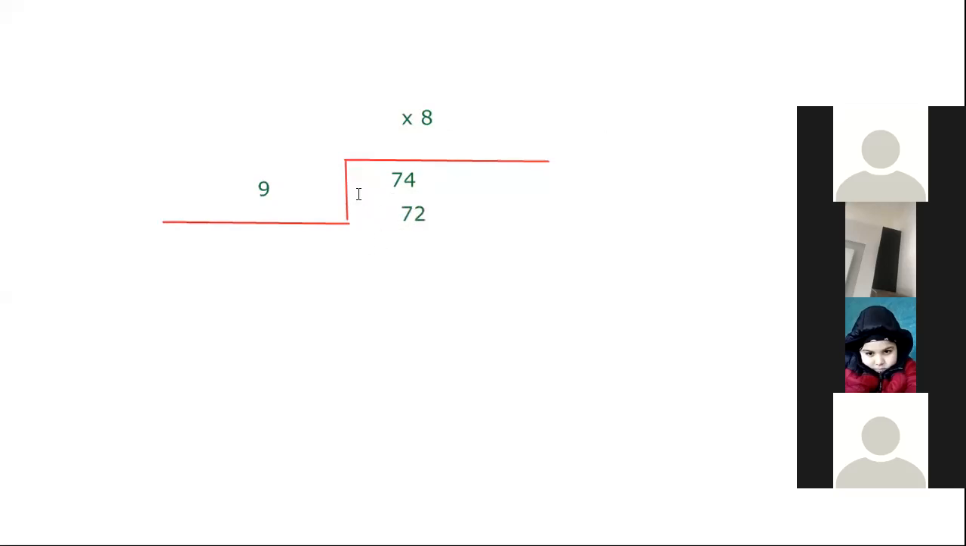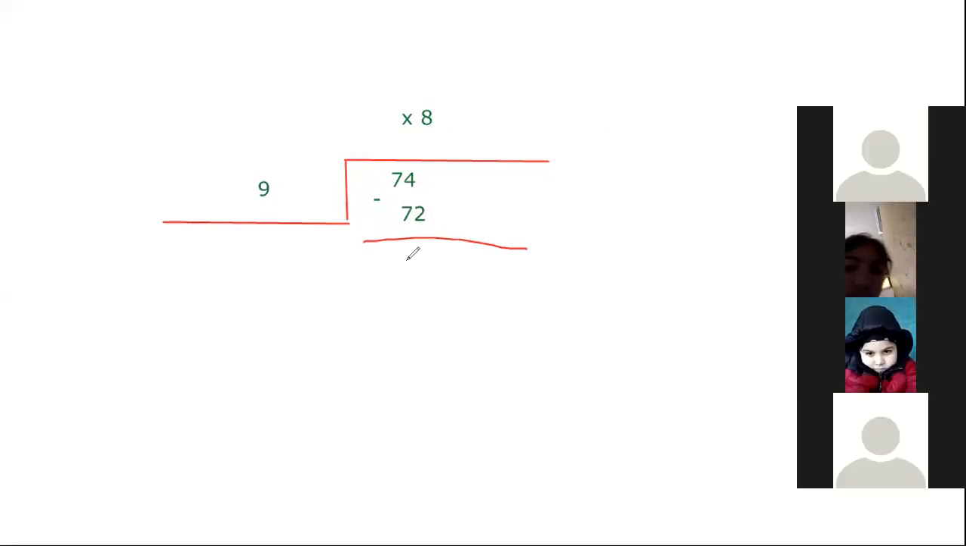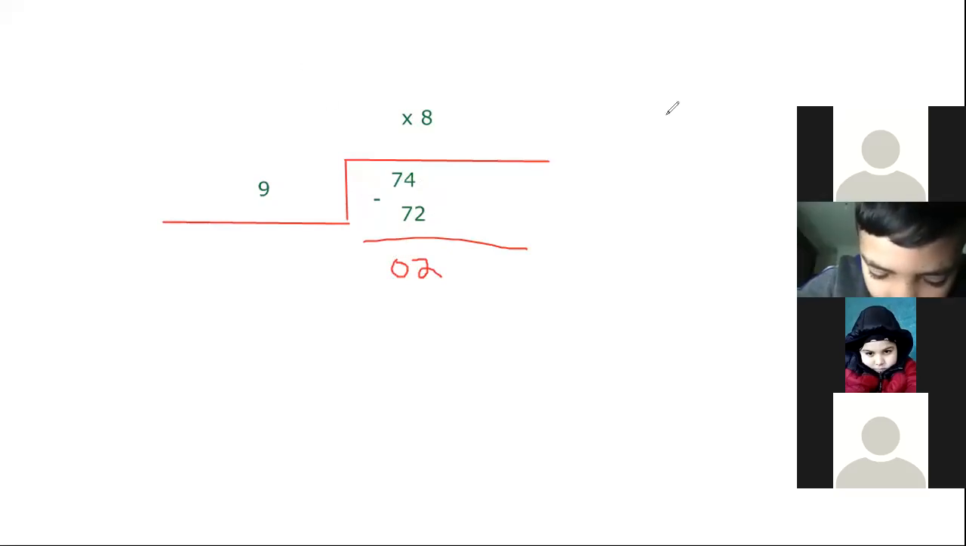Right? Yes. 4 minus 2, 2. 7 minus 7, 0. Yeah. Let us write the name of each. Okay? The 8 is the quotient.